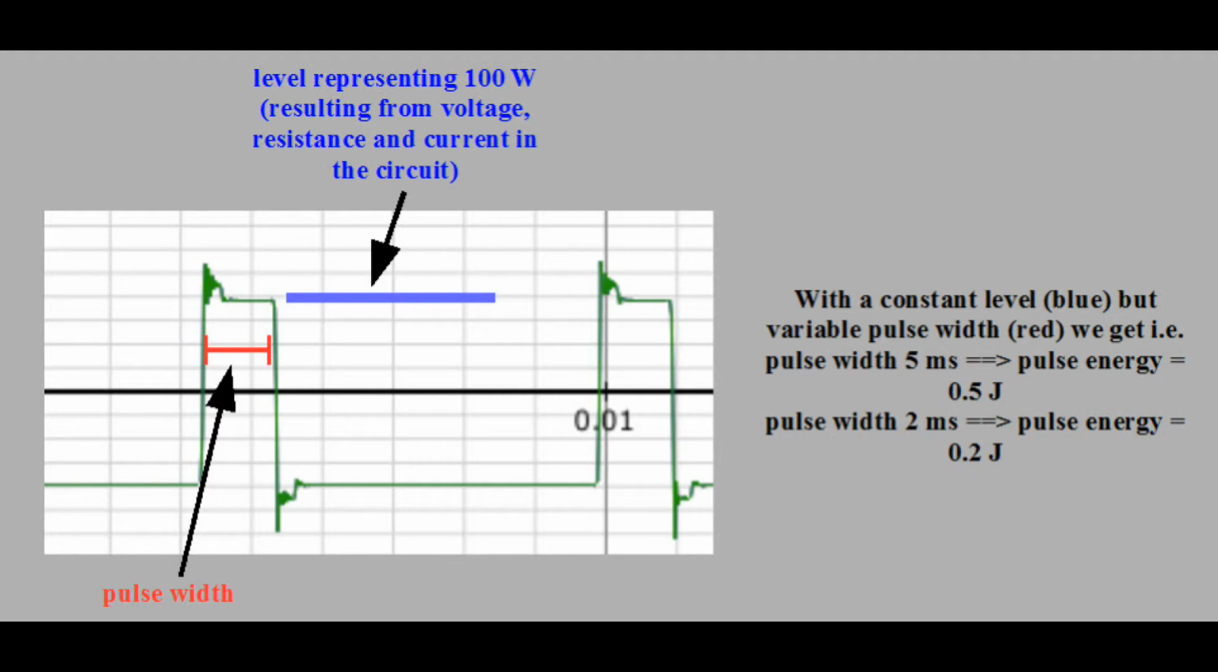If we have a pulse wave with a maximum representing 100 watt, for example, and a pulse width of 5 milliseconds, the pulse's energy is 0.5 joule. But if the pulse width is only 2 milliseconds, the pulse's energy decreases to 0.2 joule. Less energy means less volume here.